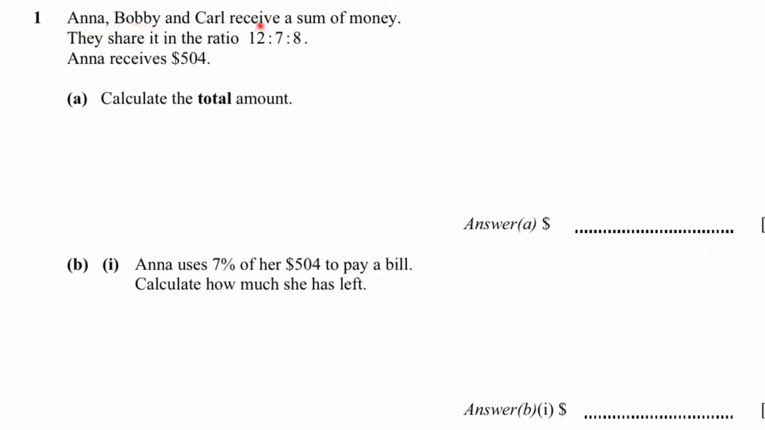Anna, Bobby and Carl receive a sum of money. They share it in the ratio 12:7:8. Anna receives $504 and we have to calculate the total amount. So out of the total amount, the share that Anna has is 12. So 12 over the ratio, 12 plus 7 plus 8, of the total Anna gets, and that is 504.